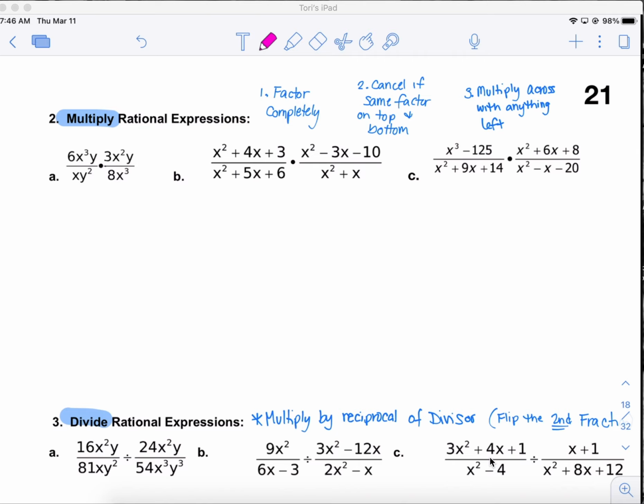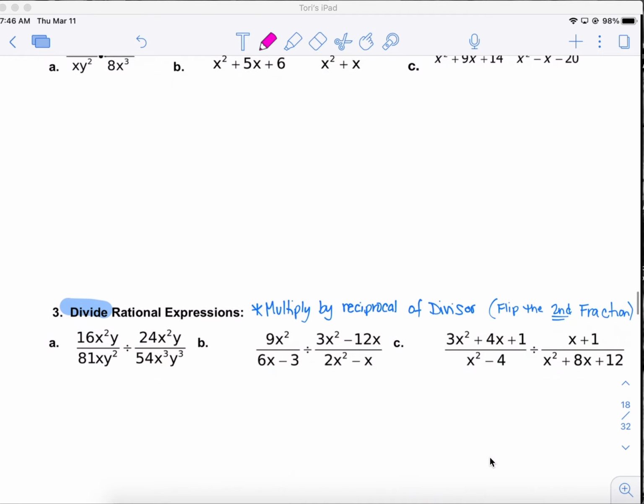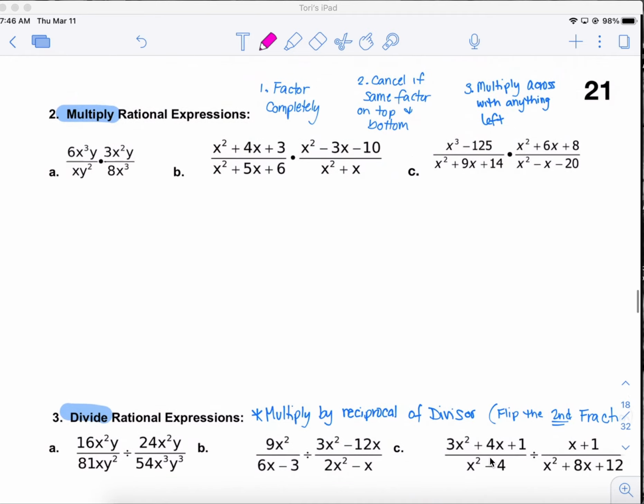Hey guys, we're back with the notes for 9.4. We are on the second page, page 21, and we are working on multiplying and dividing with rational expressions, okay? If you would, pause the screen for just a second, copy down the 3 steps for multiplying and the added note here for dividing. Perfect. Okay, so let's go ahead and look at this.